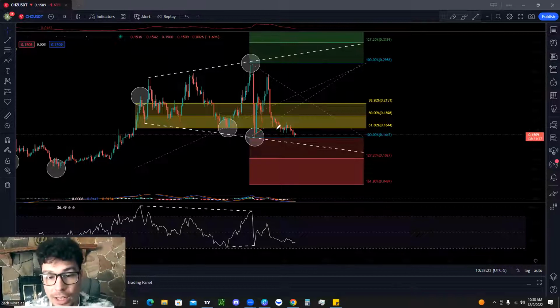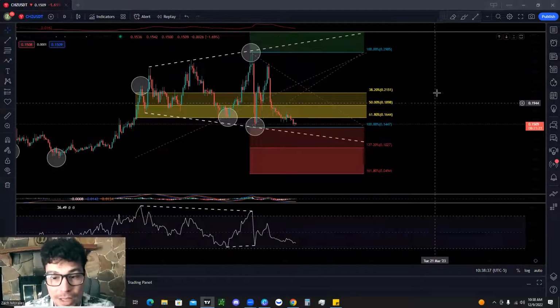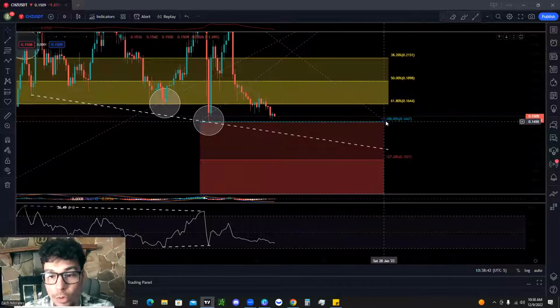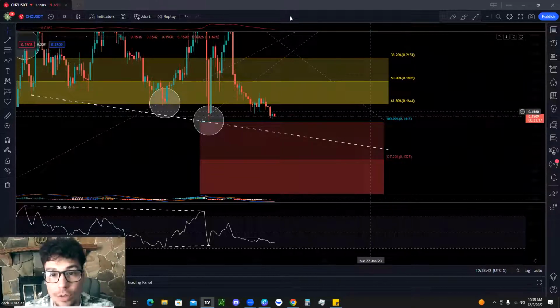Okay, so if you see here, we're really just trading right below the 61.8% level. And I did say once we break this level, because I had already showed you guys this before, and then we had the bullish divergence indicating we could get some bullish activity. But basically, I said once we break 0.1644, we're going to head back down to this 0.1447 level, right? And if you can see, that's pretty much what we're doing, right?